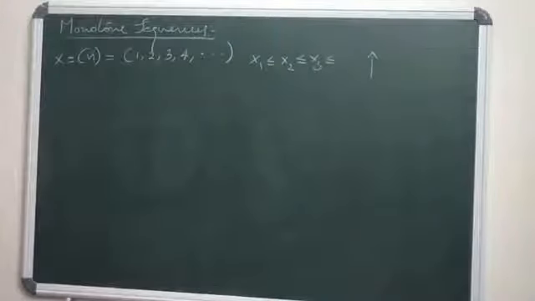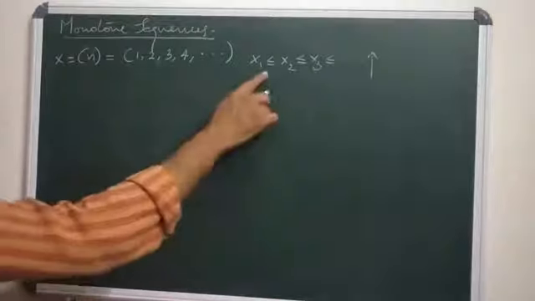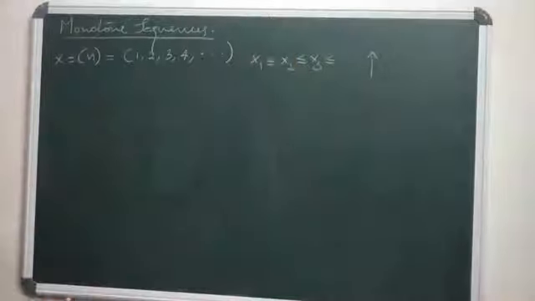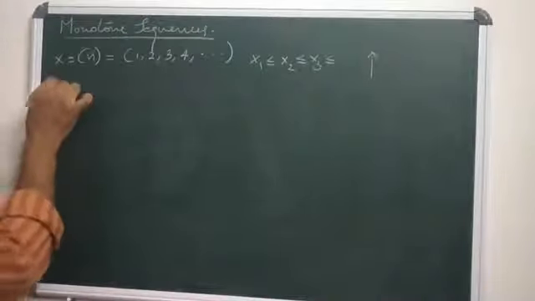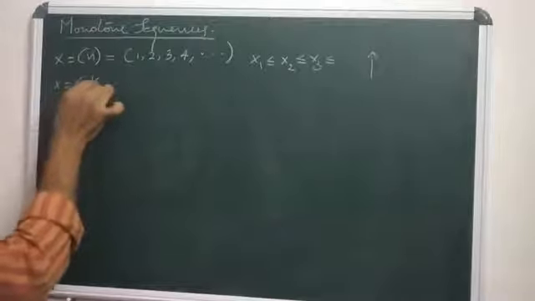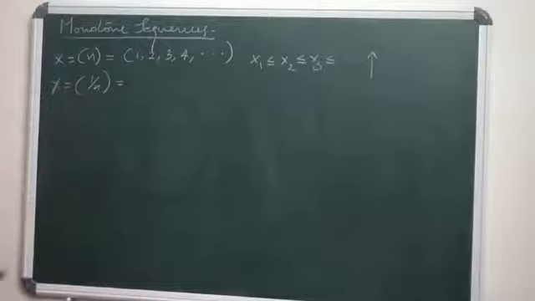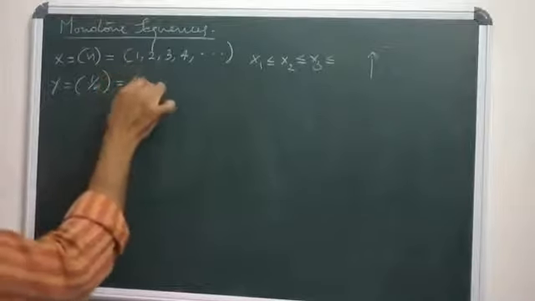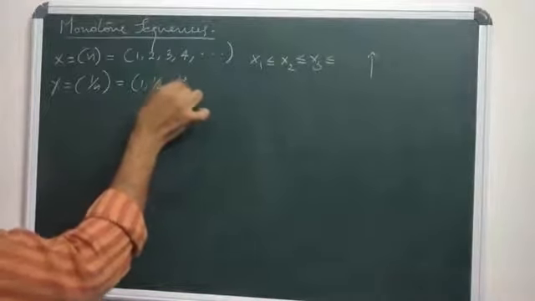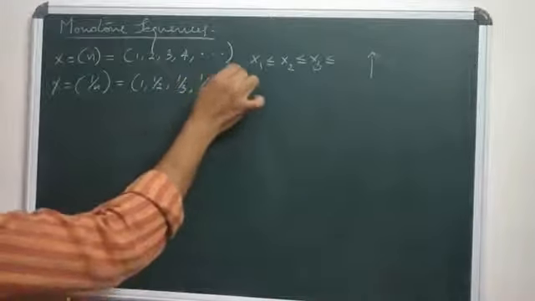A sequence x equals x1, x2, x3, x4, etc. is said to be an increasing sequence only when x1 is less than or equal to x2 less than or equal to x3 less than or equal to, and so on. Such sequences are said to be increasing sequences. Okay. So again you can consider another sequence, y equals the sequence 1 by n. Sequence 1 by n means 1, 1 by 2, 1 by 3, 1 by 4, etc.